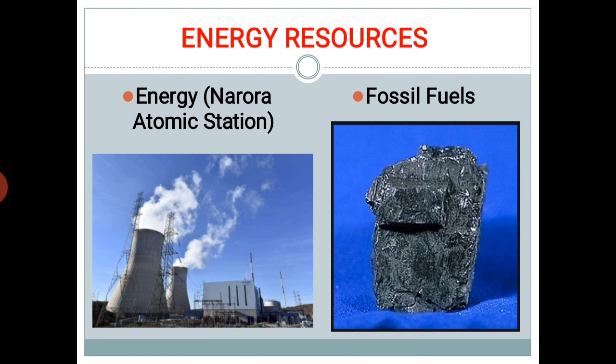Energy resources. Students, what do you mean by the energy? Energy is the capacity to do work. An energy resource is something that can produce heat, power life, move objects, or produce electricity. Students, there are different ways to obtain energy. For example, sun, fire, and electricity.